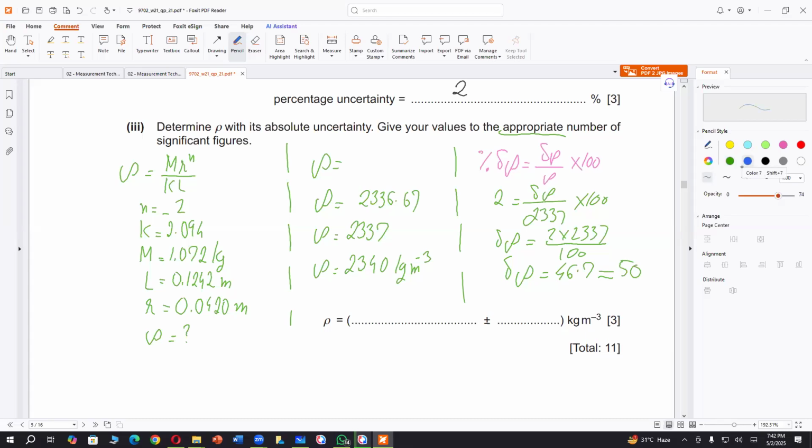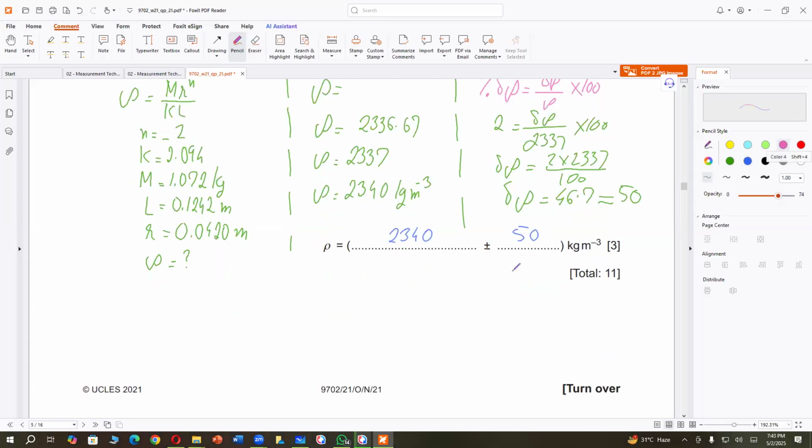I have made it 50. Why have I made it 50? Two significant figures. Because uncertainty should be given correct to how many significant figures? One. Uncertainty should always be given correct to one significant figure. Sir, is it necessary to be a whole number? Normally, uncertainty is a whole number, because they were giving like 0.00004, 0.0001. Done, sir. I wrote.